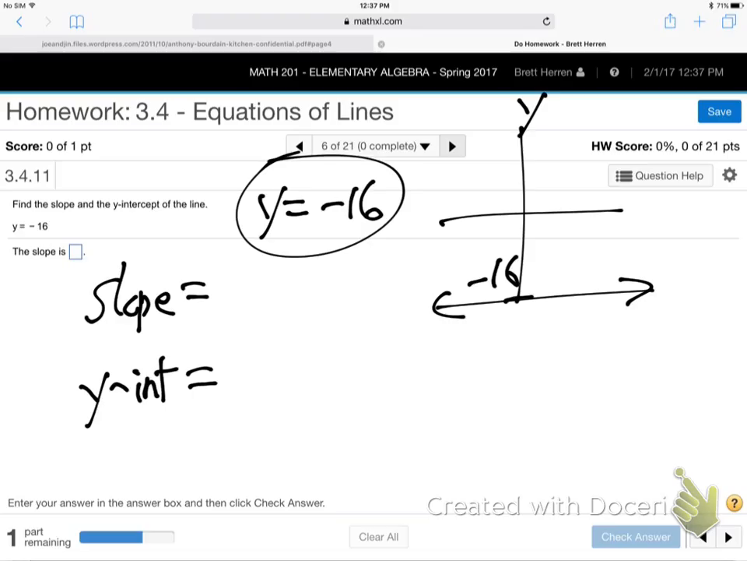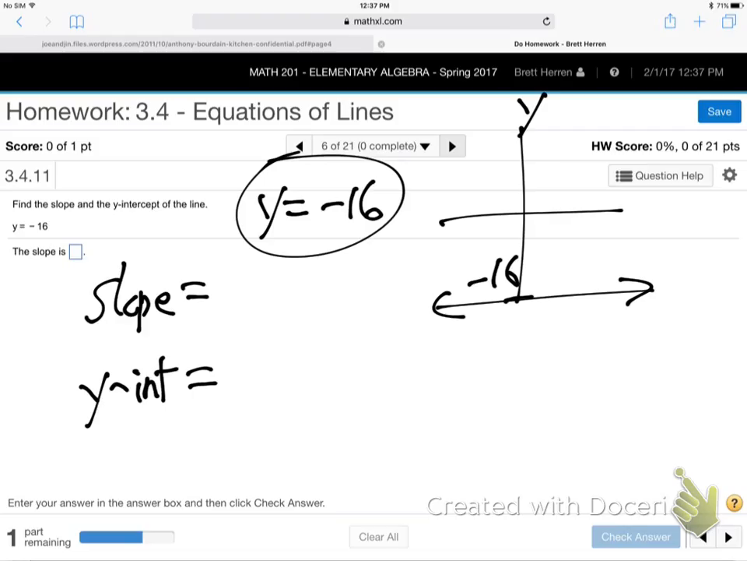Everybody see that? By the way, it's not the way you would naturally think, because normally I would look at y and I would think y is up, down. But actually, it means it hits the y-axis at negative 16, so it's sideways. So you got to be a little careful. It's a little tricky. You got to give it a second thought. Anyway, so there's the line.